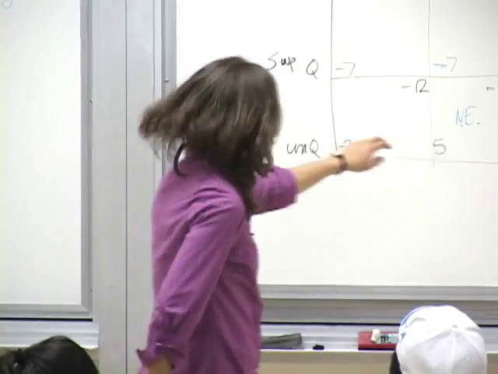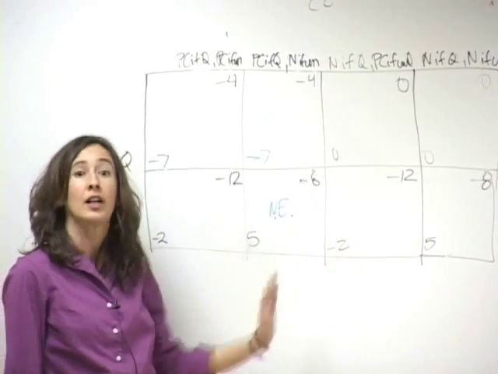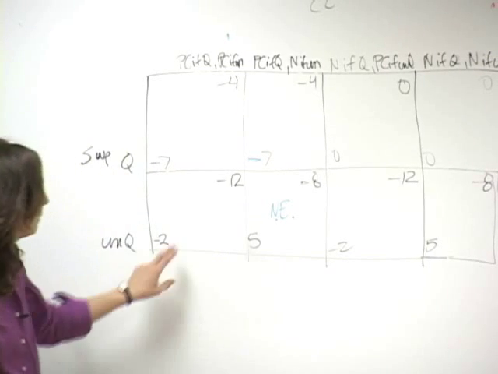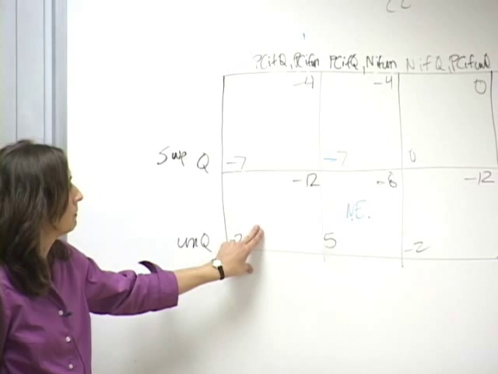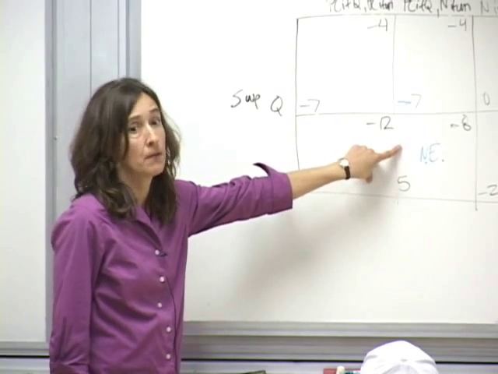When I'm comparing for the column player, I'm only looking at the bottom cells because the column player can't control the rows. For this cell, no, not for this cell.